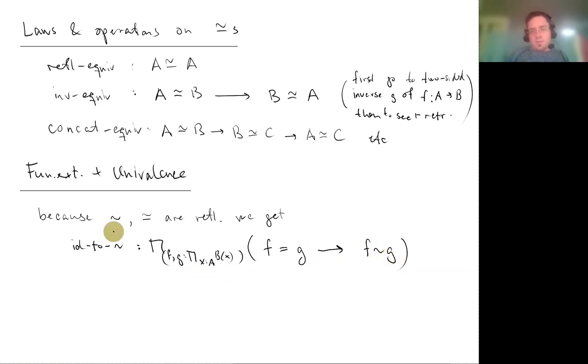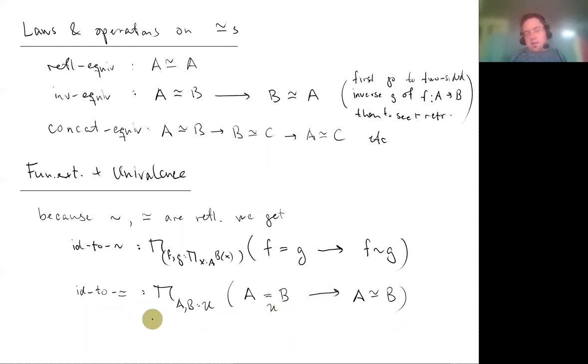And likewise for equivalences, we have a map from identifications to equivalences, saying for every A and B in a universe, if you have an identification of A with B in U, so this is in the pi type, and here this is in the universe, then you get an equivalence from A to B. Because again, you apply path induction, and because we have the reflexivity equivalence, we get this function.